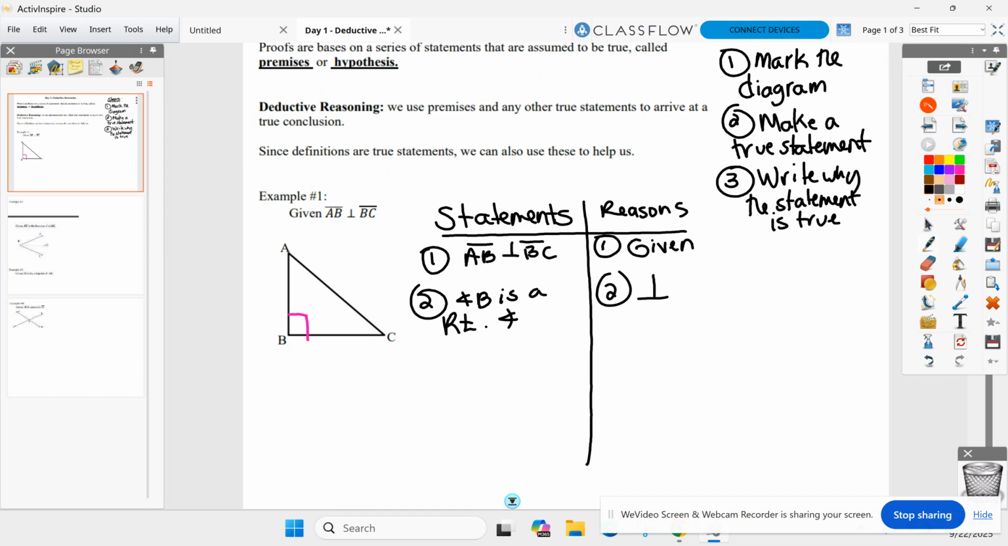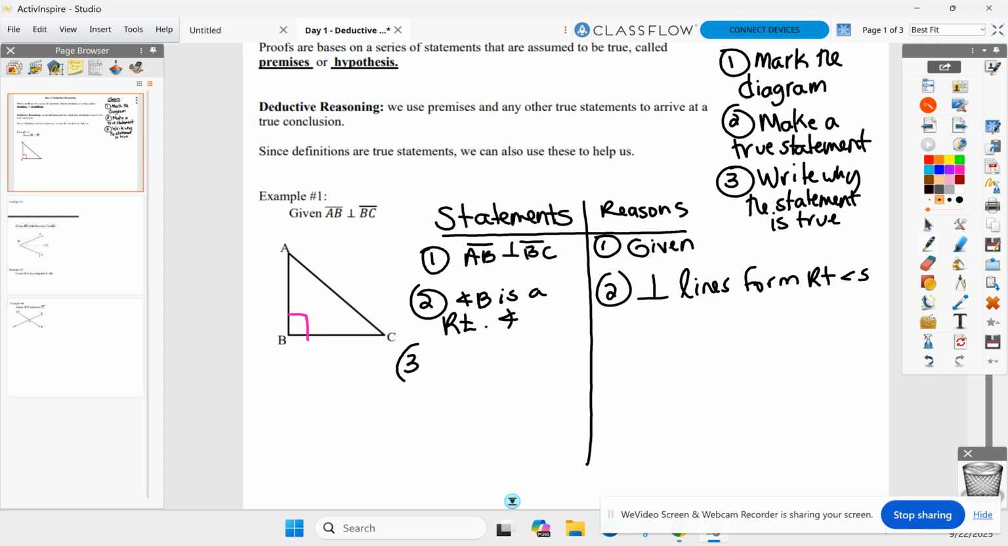Perpendicular, notice I'm using the symbol because I don't want to write the darn word. Perpendicular lines form what? Warren? Right angles. Perpendicular lines form right angles. So we marked the diagram, and then we had something true about it. Question so far, because I'm going to write one more true statement about this diagram. Anything on what we just wrote?